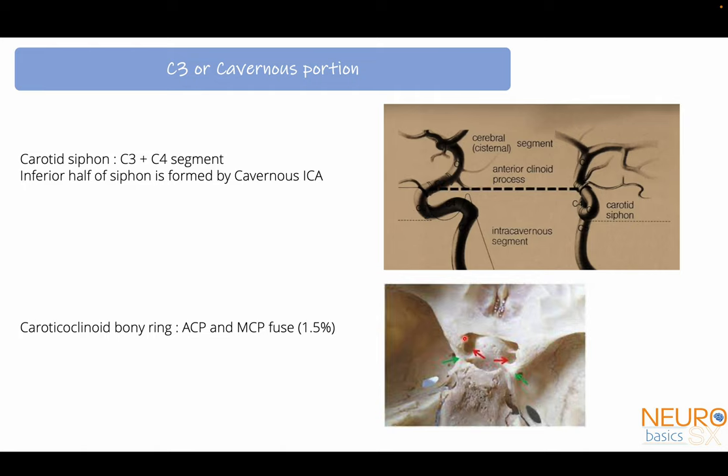Sometimes another structure which can be present in relation to the clinoidal segment or the end of the cavernous segment would be a caroticoclinoid bony ring. This is sometimes when the ACP and the middle clinoid process fuse together, they can form a ring around the carotid, which can be very important surgically. But this is only present in 1.5% of individuals.